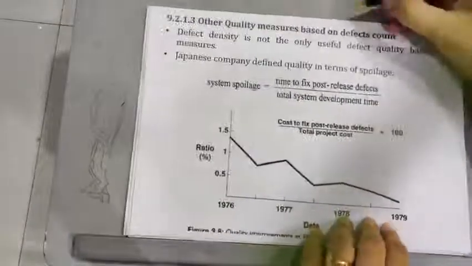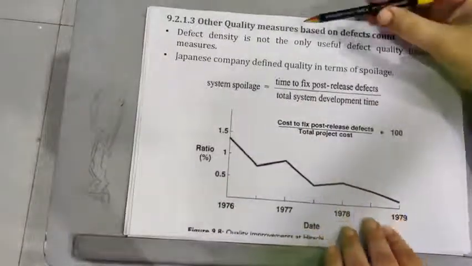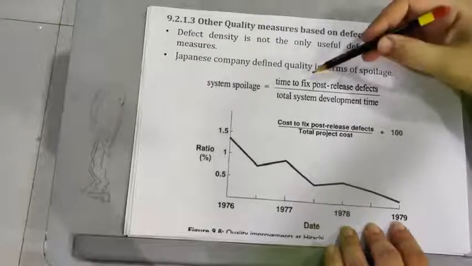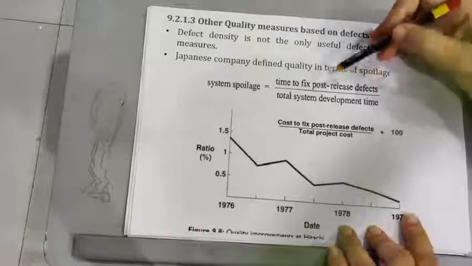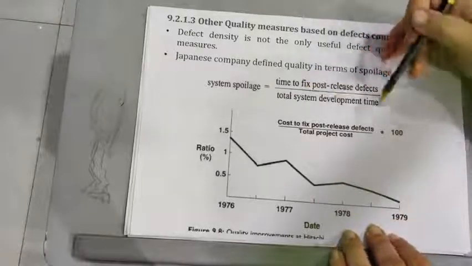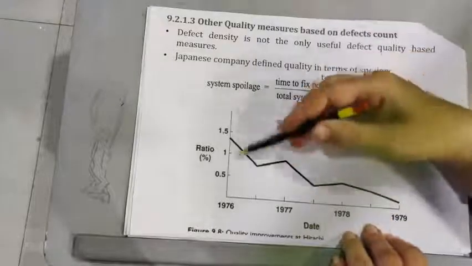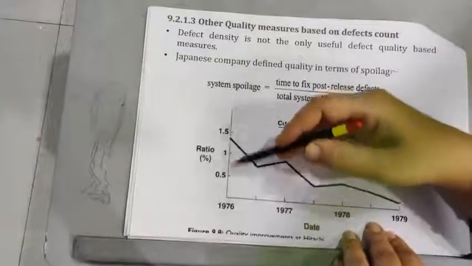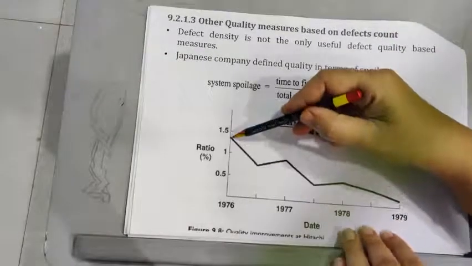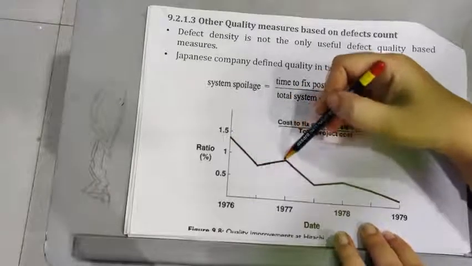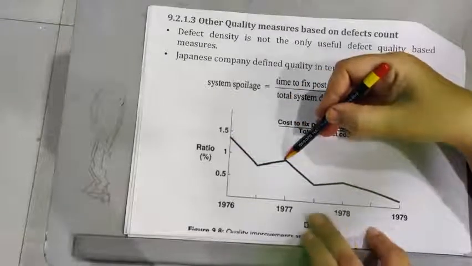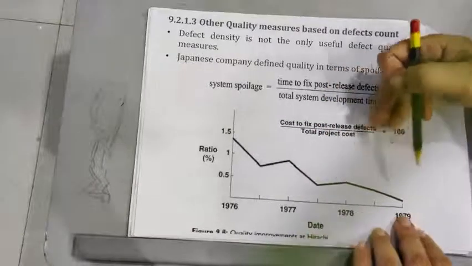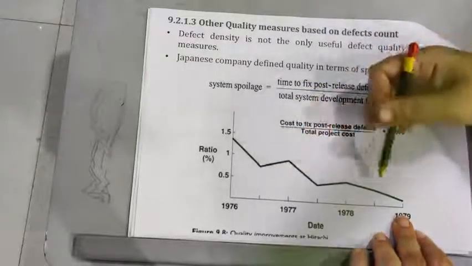Another quality measure based on defect count: defect density is not the only useful defect-based quality measure. System spoilage is based on the time to fix post-release defects divided by total system development time. According to that, this is a sample ratio calculated using the system spoilage formula. In 1976, the ratio is more than 1, so it degrades. Then in 1977, it goes high. Between 1970 and 1977, again it comes down. In 1978, the ratio again comes down. So the ratio shows spoilage at a decreasing level.